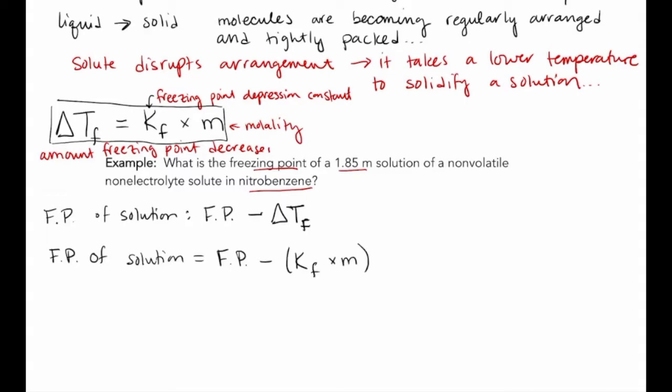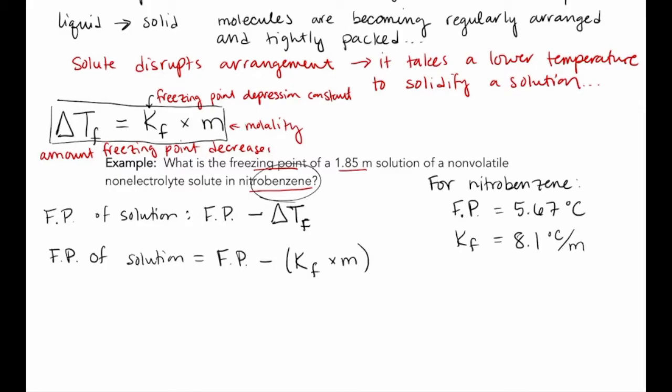So for nitrobenzene, we have to see what our solvent is. For nitrobenzene, the freezing point, for a pure solvent, is normally 5.67 degrees Celsius. And then the freezing point depression constant, which you would have to look up, is 8.1. That feels like a big number. 8.1 degrees Celsius per molal.